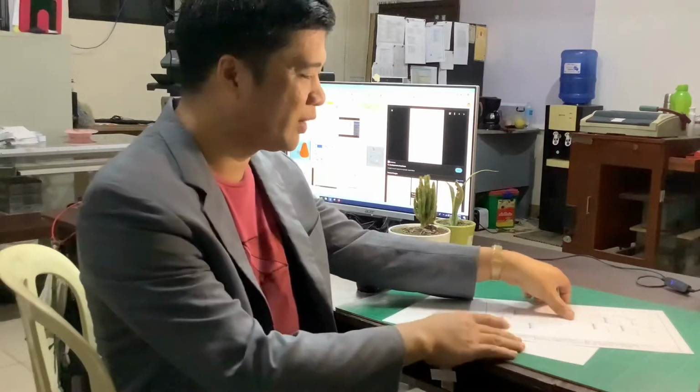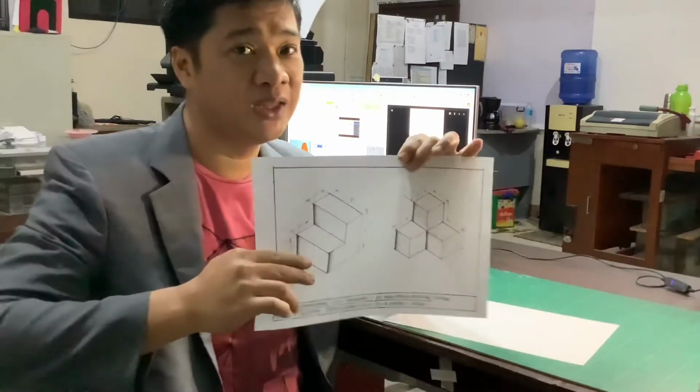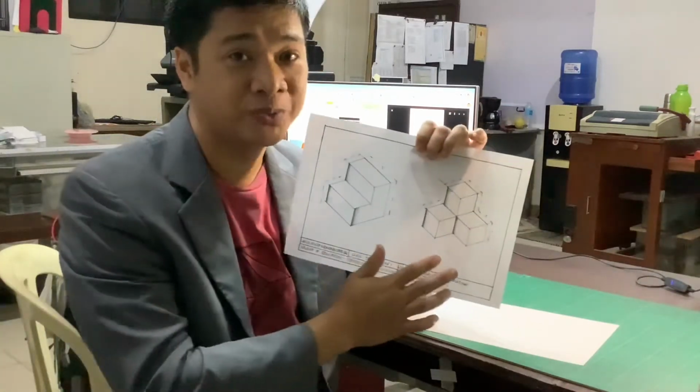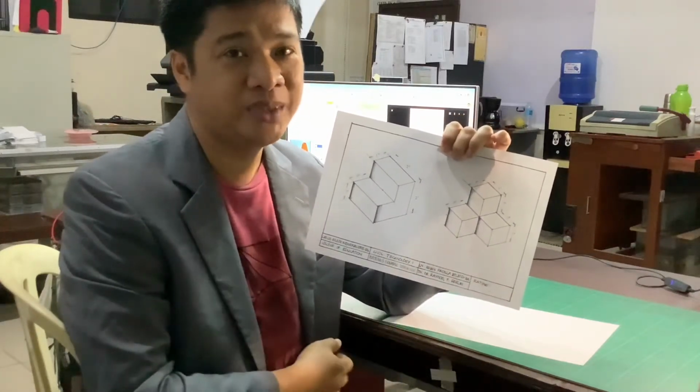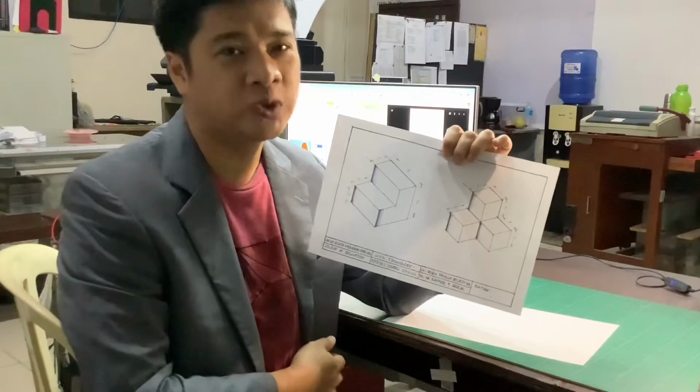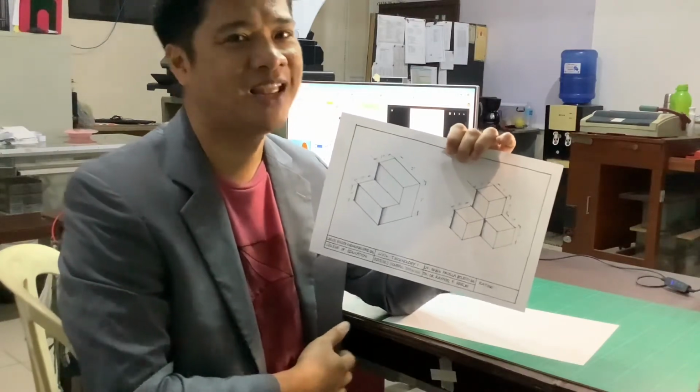Hello everyone! Today we are going to try surface development. It is the process of rendering 3D objects into 2D representation. So, for example, our previous activity wherein we drew the isometric drawing of these objects, we will be converting them into 2D representation called the surface development. Okay, so let's try.